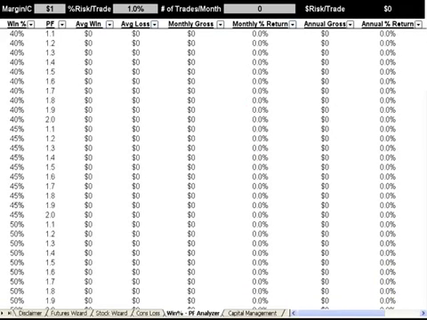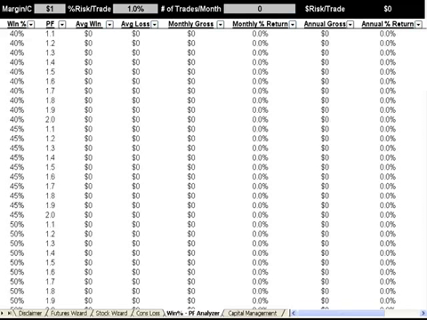The next tool that we're going to take a look at is the Win Percentage Profit Factor Analyzer. The analyzer enables you to determine which combinations of win percentage and profit factor will allow you to potentially obtain your monthly and annual percentage return goals. Let's go through an example using this tool.